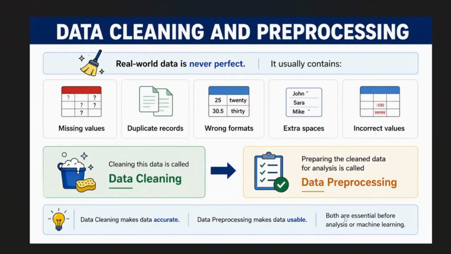Next is our data cleaning and pre-processing. Real world data which you will get will never be perfect. It will usually contain missing values, duplicate records, and wrong formats. Like here you can see 25 is 20, 35 30.5 is 30, extra spaces you can get, and incorrect values. Basically, cleaning the data is data cleaning, and preparing the clean data for analysis is called data pre-processing.